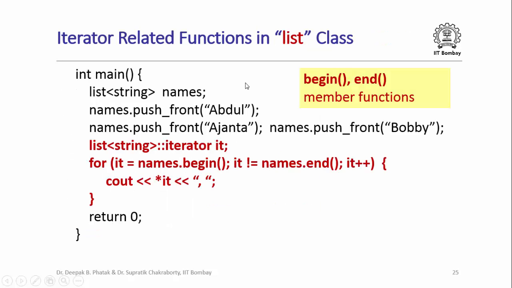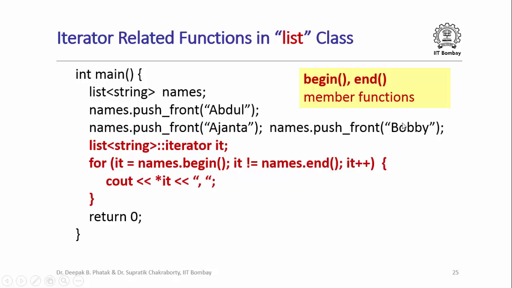Now we have studied about iterators for container classes. The list class, being a container class, also has its iterators, and there are iterator related functions in the list class. So just like for the vector and map class, we have the begin and end member functions. So here in this example, I have created an empty list called names. Then I have added 3 strings to this list. This is a list of strings, of course.